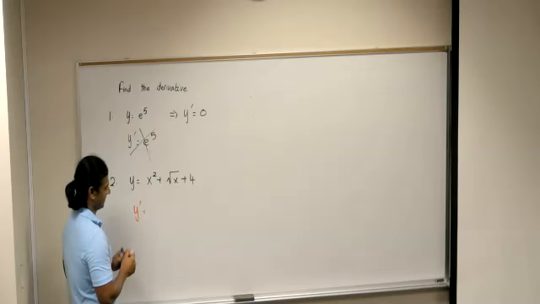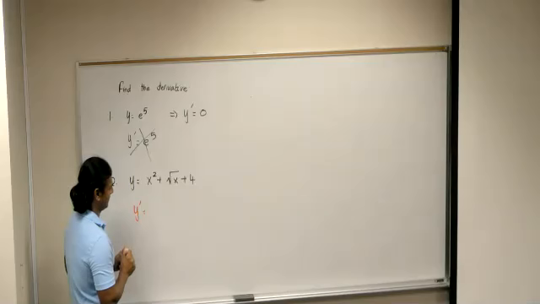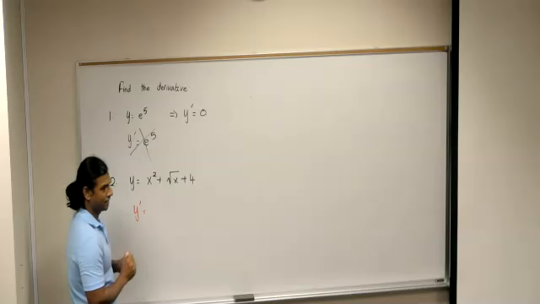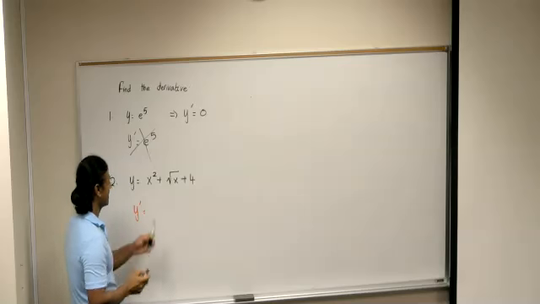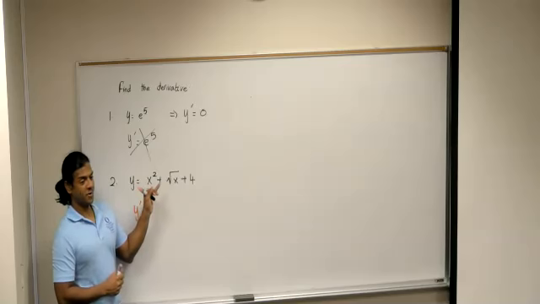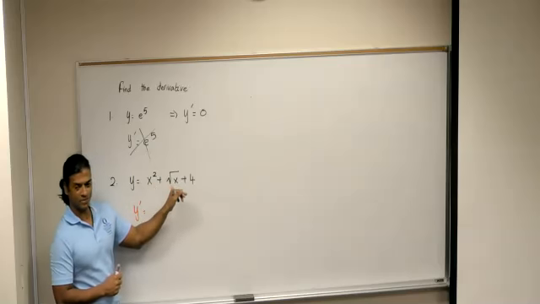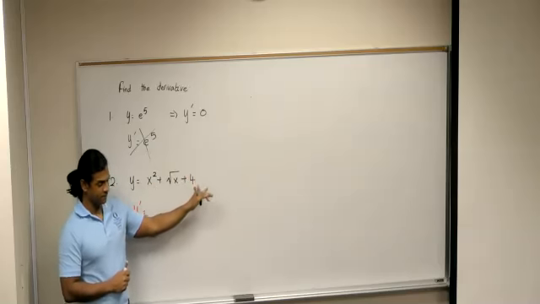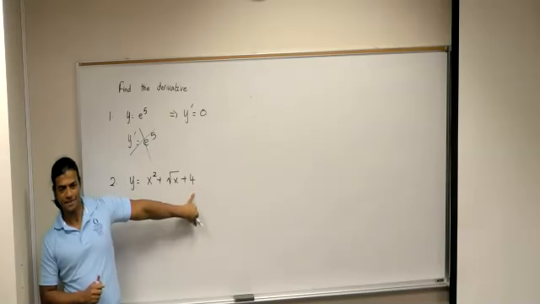X squared, again, we use the power rule, n times x, and then n minus 1 is the power. And then when it comes to the square root of x, I might be wrong there, let me double check. Okay, so we want to find the derivative of x squared, then square root of x, then the derivative of 4. That's easy.